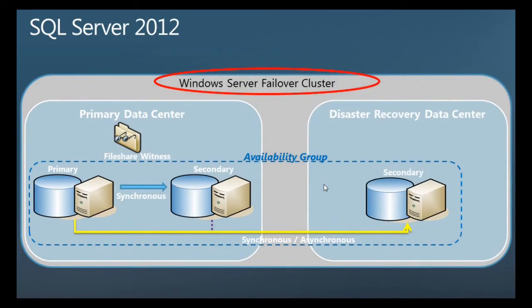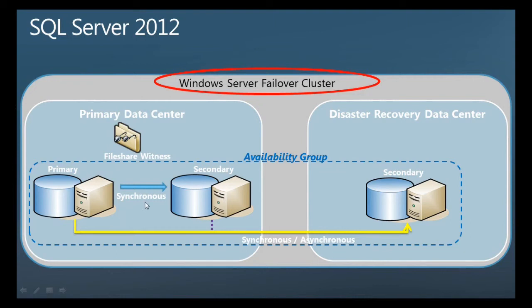Now with SQL Server 2012, the first thing we changed is that you now require a Windows Server Failover Cluster. This is the Windows technology underneath SQL Server Availability Group. You set up the Windows Server Failover Cluster between your primary side and your DR side. You add all the nodes into the one cluster. Then you create a single availability group across all three nodes with the databases you want to fail over together.